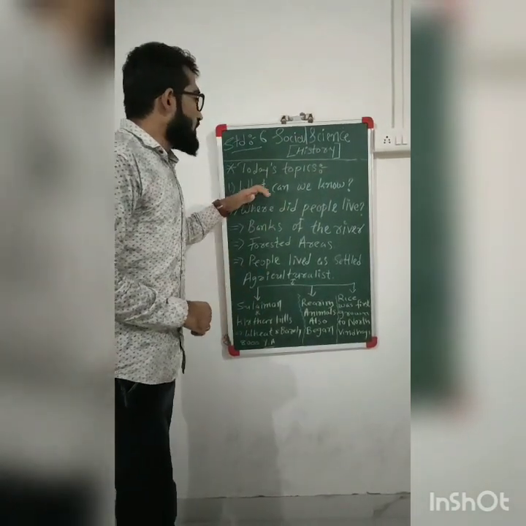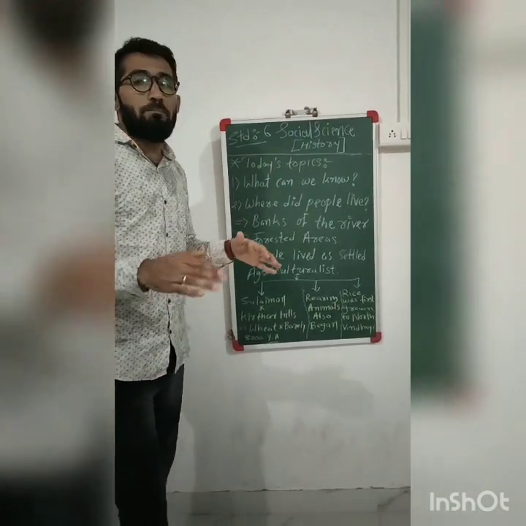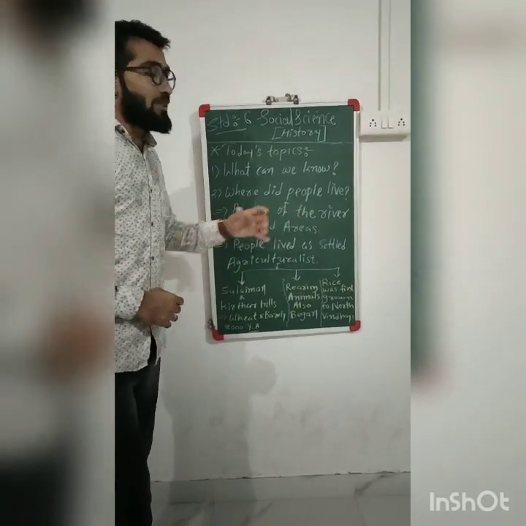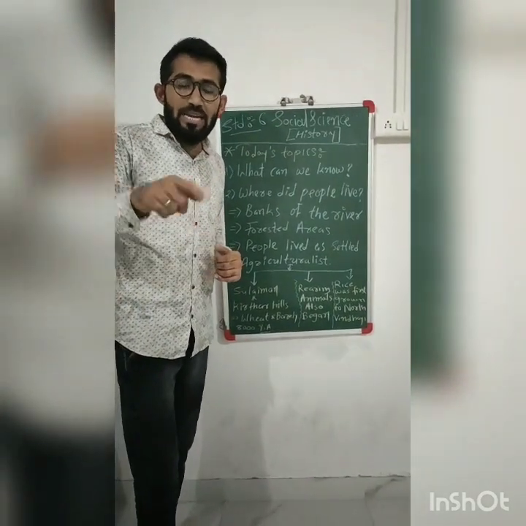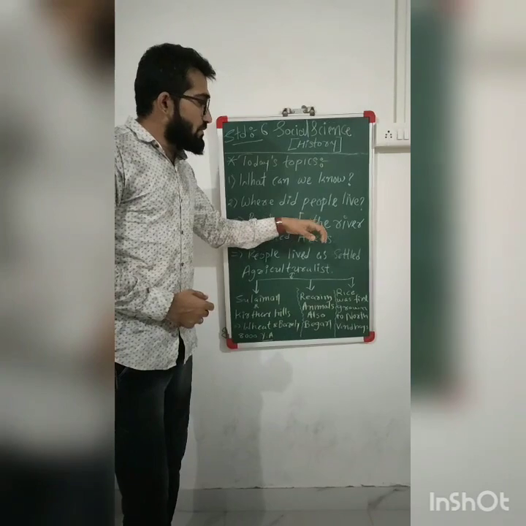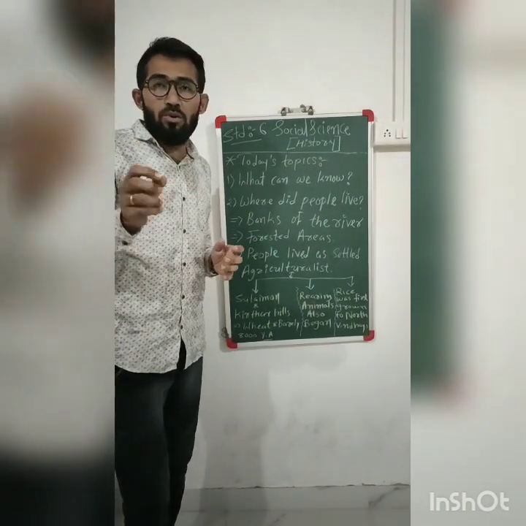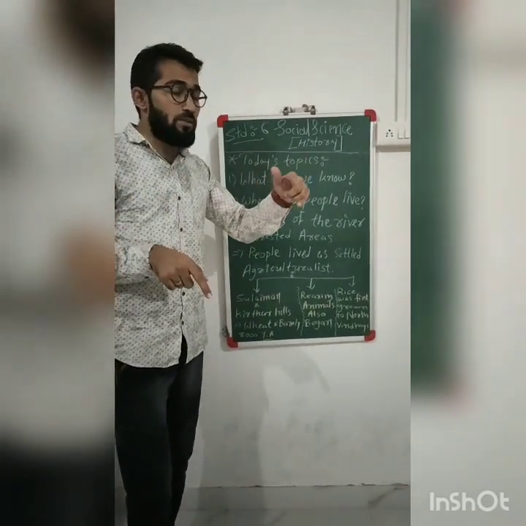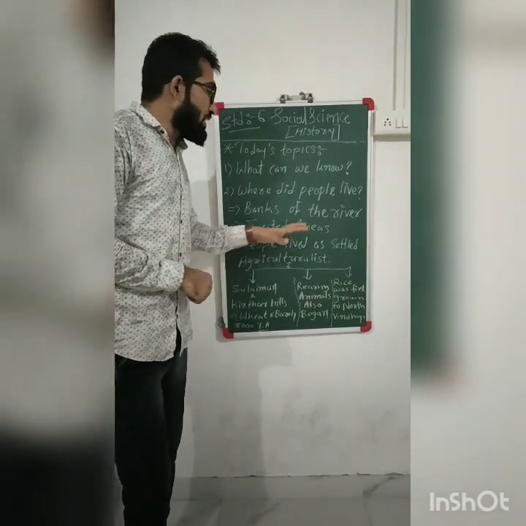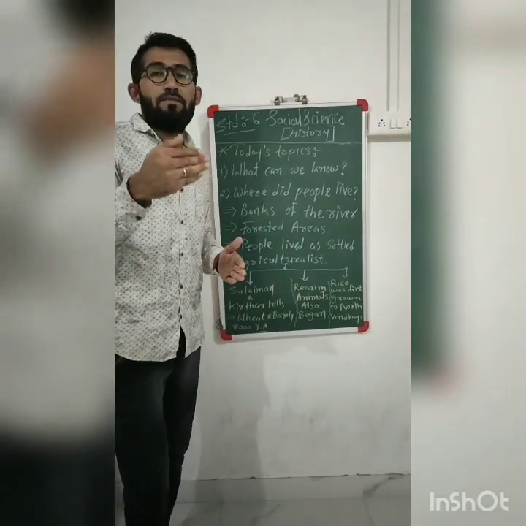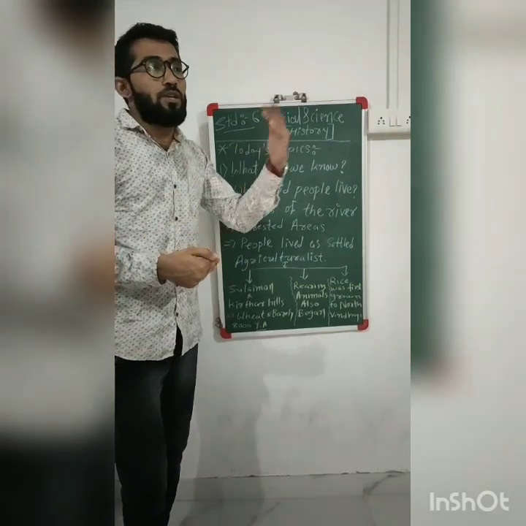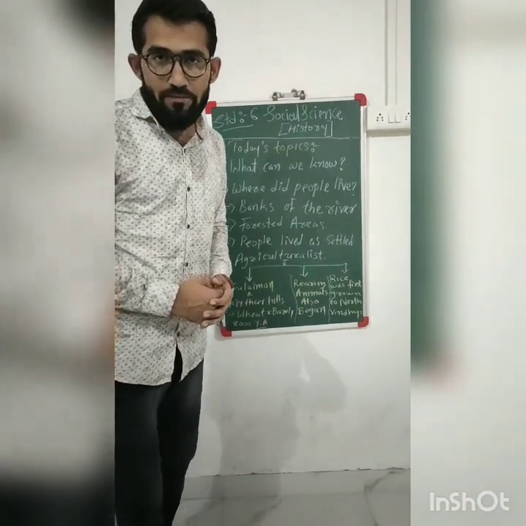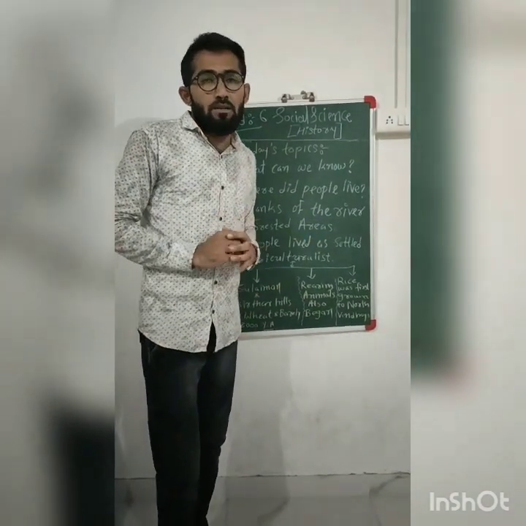Number one, what can we know about the past? Number two, where did people live? Banks of the river. Here is one thing I have missed that I want to repeat: on the banks of the river, you also have to locate the Narmada river in the map given in the video, right? This is the place where the first humans started living on the banks of the river. In this video, that's all.